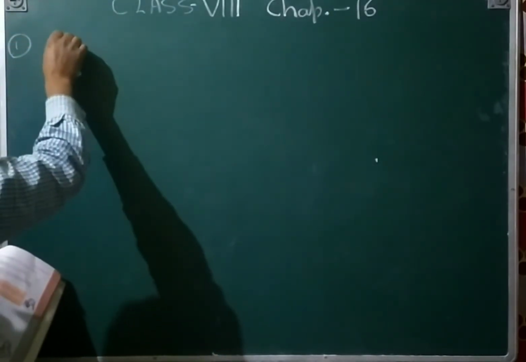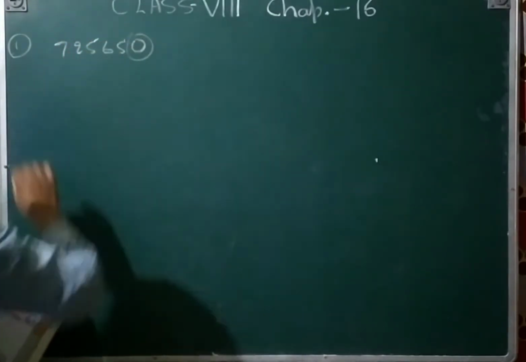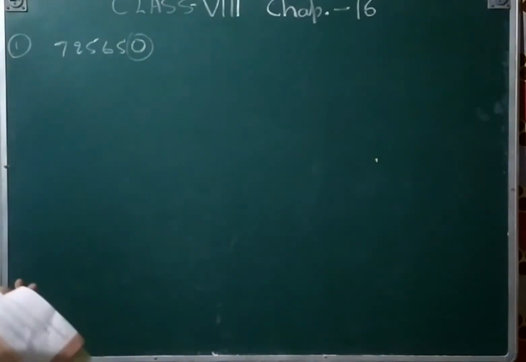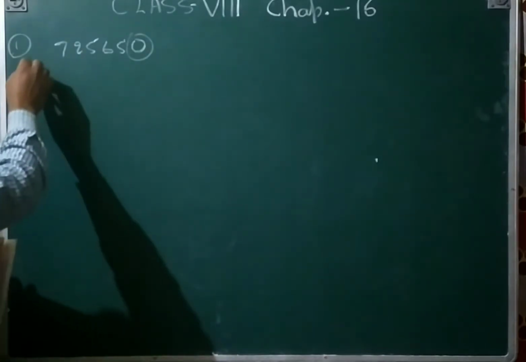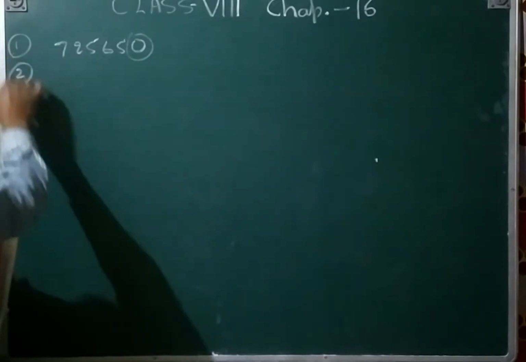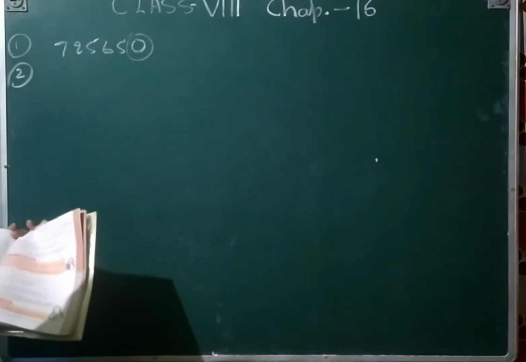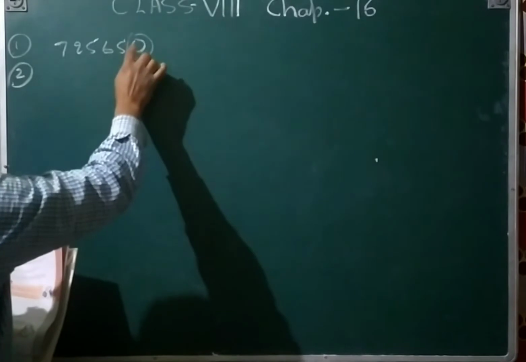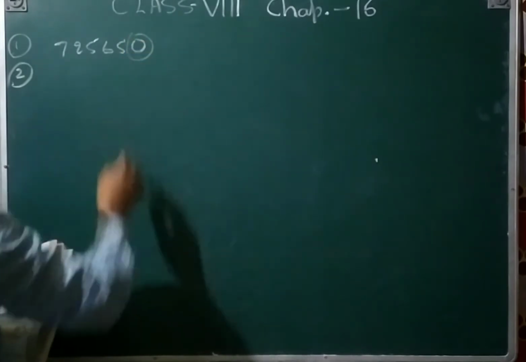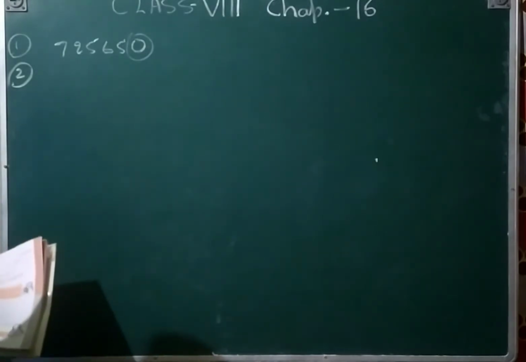Suppose the number written is 725650. If the last digit is 0, then just by looking we can say the number is divisible by 10. Then 5: divisibility by 5. If the last digit is 0 or 5, that means the unit digit is 0 or 5, the number is divisible by 5.